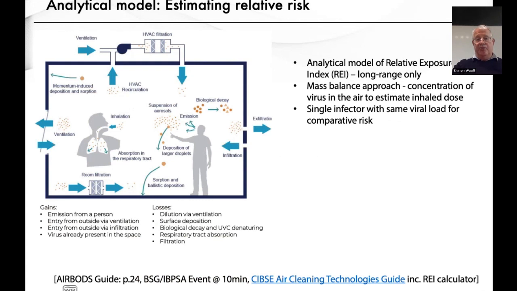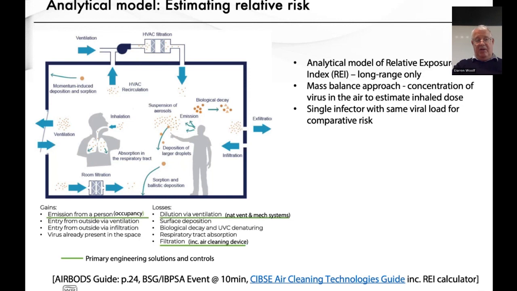The analytical models, this is showing a mass balance. We talk about this quite a bit within the Airbods, and it's about a single effect with the same viral loads comparing against other scenarios. And there's a question about what we can influence. We can influence the occupancy emissions, the ventilation side and the filtration side.